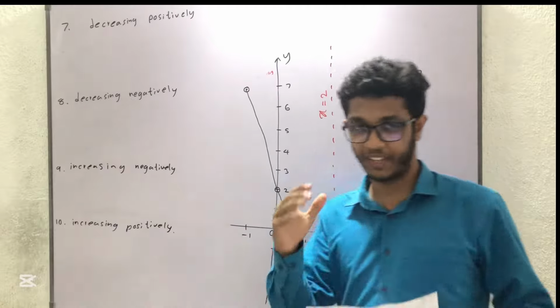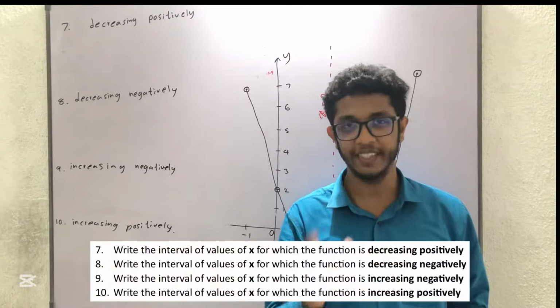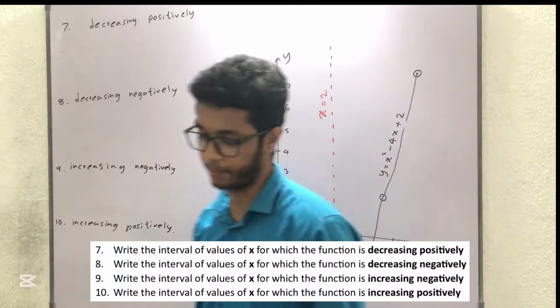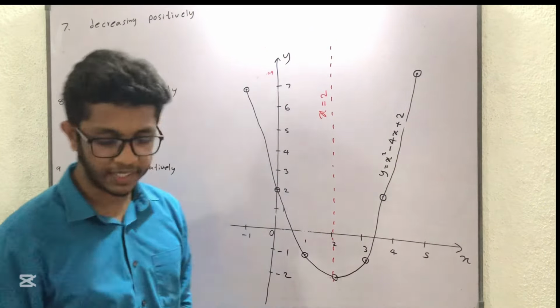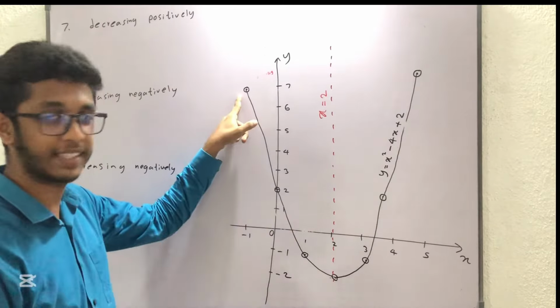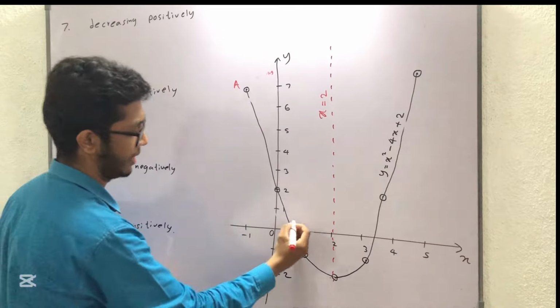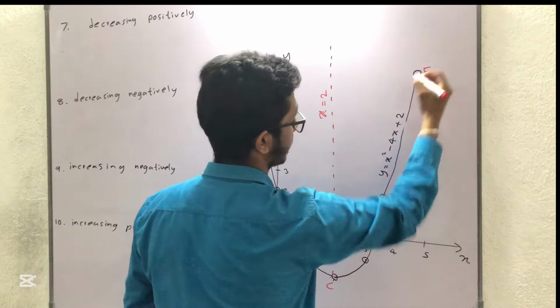So starting from question 7, they ask you to write about the interval of values of x. That means x value ranges. So I roughly marked those questions on this board. Before writing the x value ranges, first I will describe this graph. Normally we start describing the graph from the left hand side corner. So I will mark A, B, C, D, E in this graph.